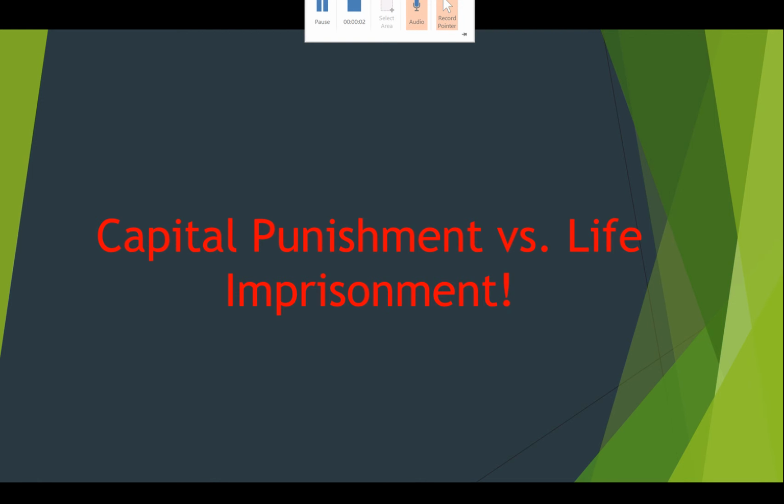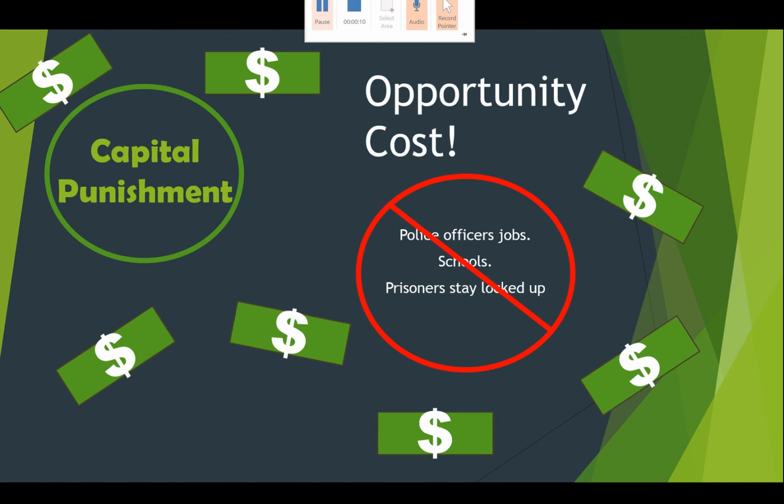In this video, I'm going to explain the cost effect and opportunity cost of capital punishment versus life imprisonment without parole. Every time someone is convicted and receives capital punishment, a school is shut down, a police officer loses their job, and prisoners get released from prison due to the extra expense capital punishment carries. Think about that for a moment.